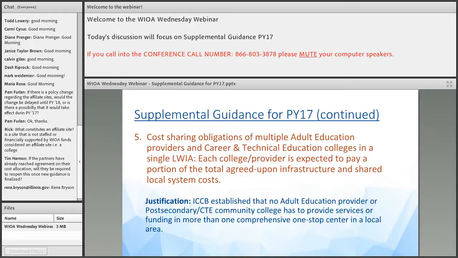So at this point, we're not talking about those partners, for example, where there are 5 adult ed providers in an LWIA and there's a comprehensive one-stop. They're all still expected to come together and pay their infrastructure costs as a partner program with 5 providers coming together. Same for post-secondary Perkins. So we're not talking about examples like that. This is with specific arrangements that are made. And so right now it only applies to those 2 one-stops in LWIA 7.